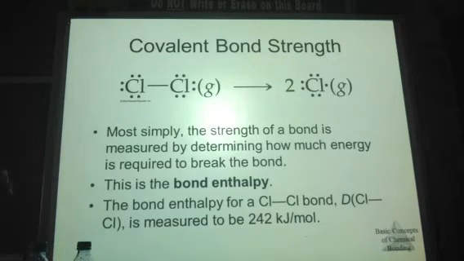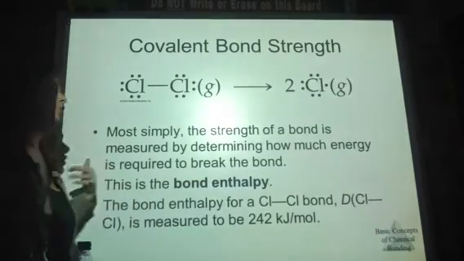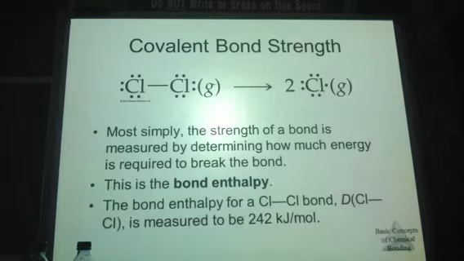So the last thing that we need to talk about in chapter 8 is bond enthalpies, or bond strength. Very simply, the strength of a bond is measured by determining how much energy it's going to take to break that bond. That is what bond enthalpy is. Bond enthalpy is the amount of energy that's required to break the bond. So we have several of these calculated.